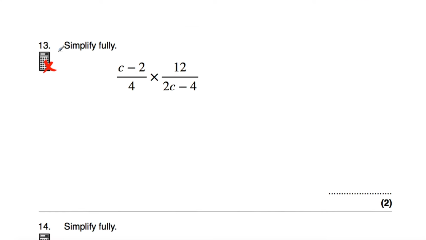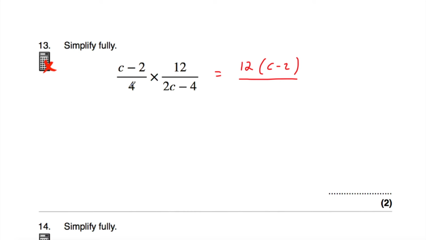Now I'm actually going to show you how to do this question in a couple of different approaches. So we've got simplify fully c minus 2 over 4 multiplied by 12 over 2c minus 4. Now in terms of this question, one approach is just to multiply the numerators together and multiply the denominators together. So if we multiply the numerators together, well, c minus 2 multiplied by 12, that'll be 12 and then in brackets c minus 2, just putting them beside each other. We can expand them in a minute.